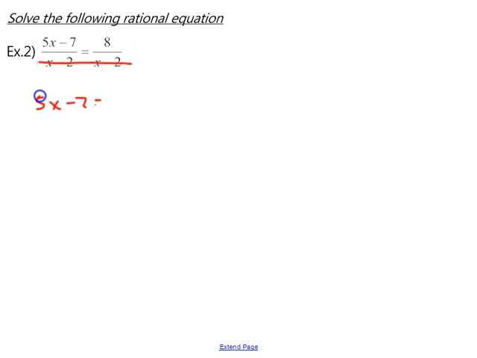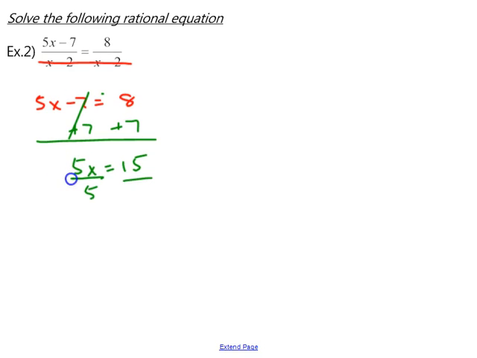So the numerators leave us with this equation, and then we're going to go ahead and solve that. So we add 7 to both sides, and then we have 5x equal to 15. Divide both sides by 5, and then we're left with x is equal to 3.